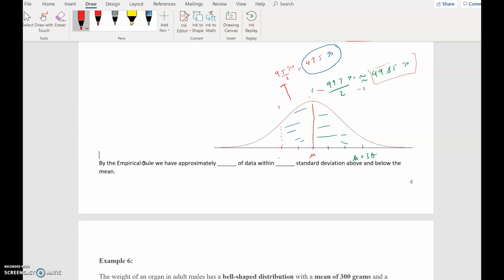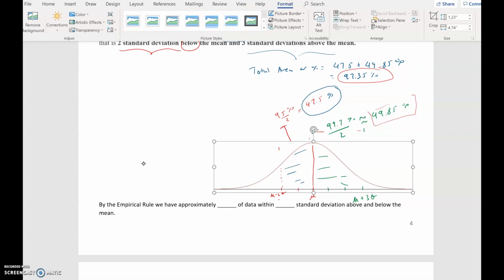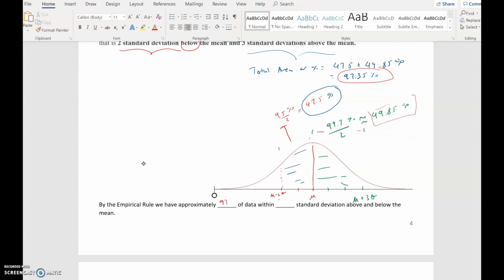So this is still mu minus 2 sigma. So the total area, we ended up with 97.35%. That's within. And then this one is very specific. 2 standard deviations below the mean. Let me fix it. And 3 standard deviations above the mean.